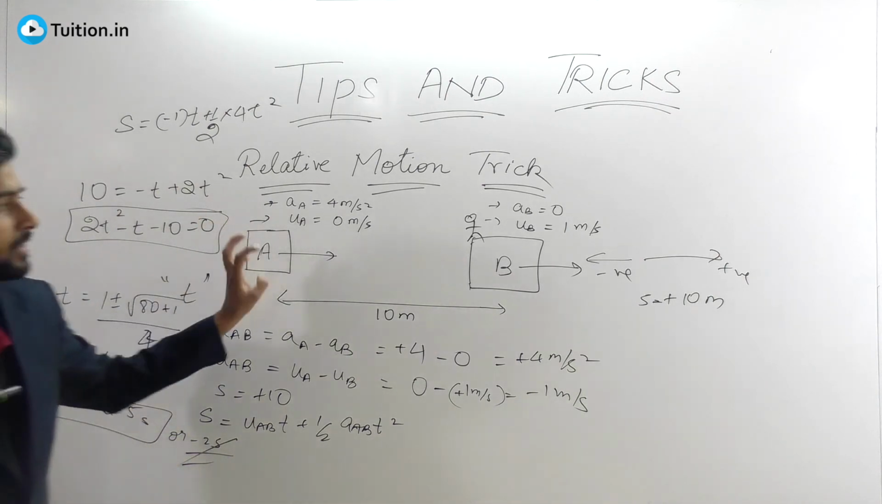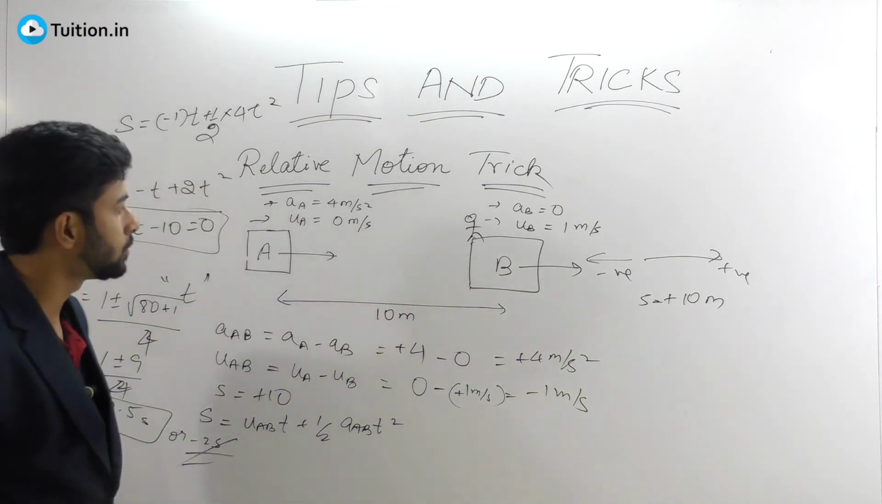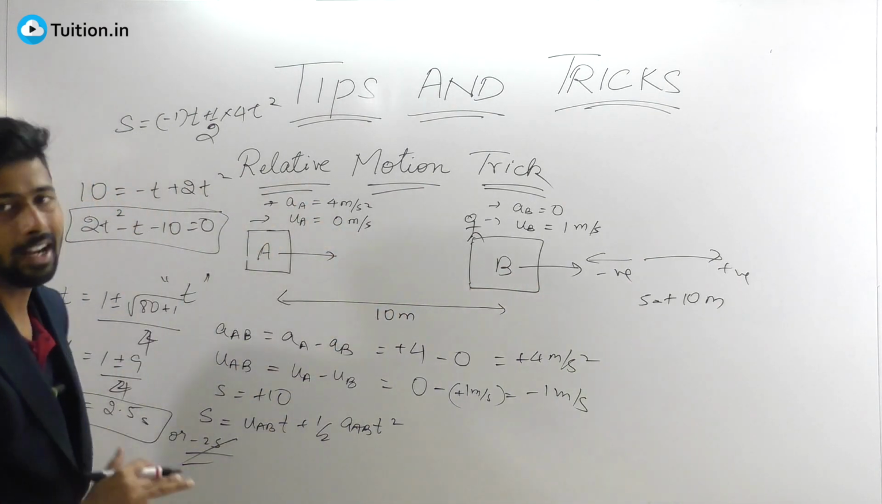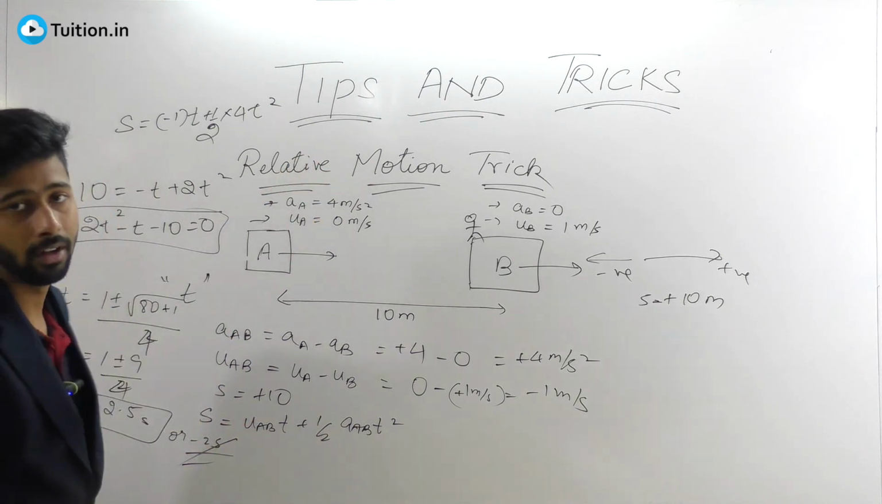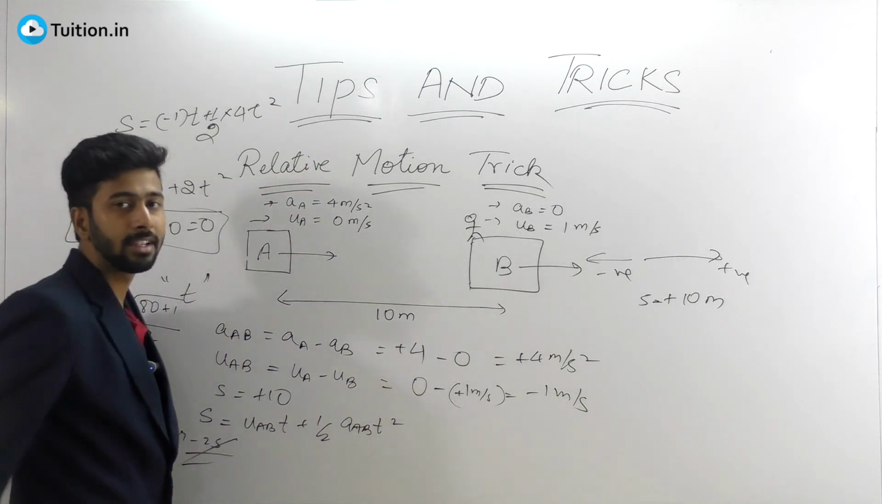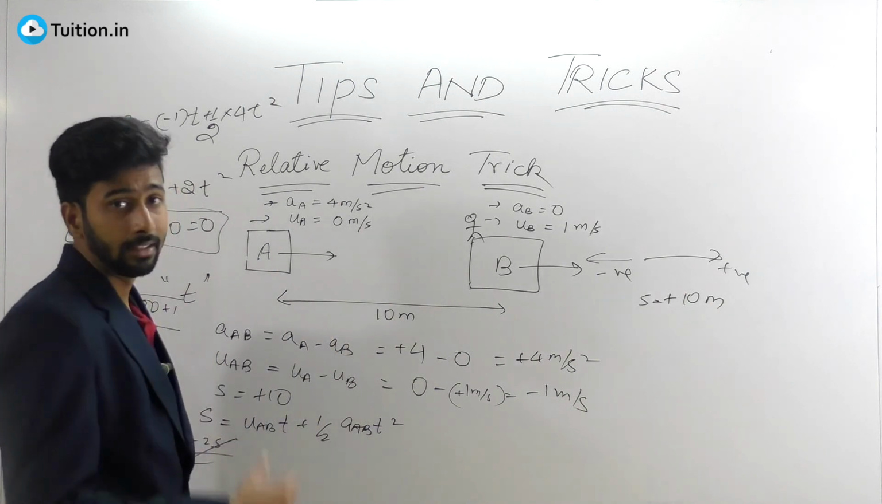So, for a lot of problems when you have two bodies and some relative displacement to be seen, you can use a relative motion trick to solve the problems. In this particular problem, it would not have been difficult even if you didn't use this trick, but for some problems it does make a difference. So, this is how you use the relative motion trick.